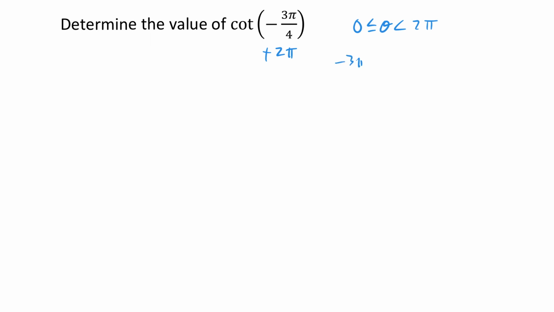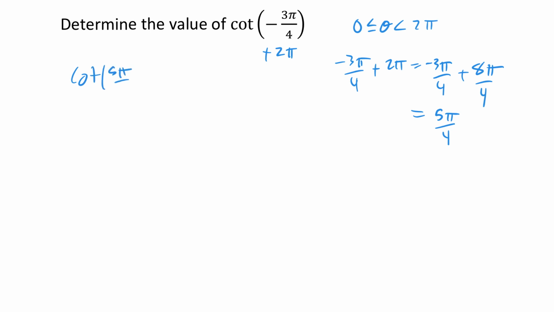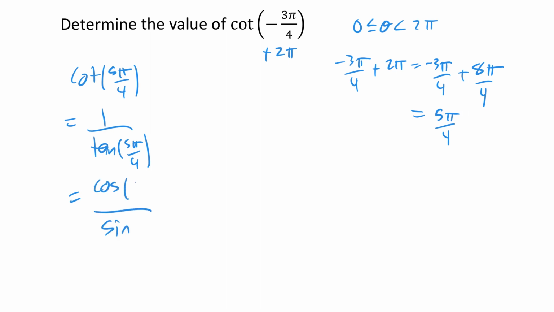So we need a little fraction work here. We're going to add 2 pi. But to do that, we're going to actually have to add 8 pi over 4. And so that's going to give us 5 pi over 4. So what is cotan of 5 pi over 4? That's going to be 1 over tan of 5 pi over 4, because cotan is 1 over tan. Or if you want to think about it, it's going to be cos over sine, both of them at 5 pi over 4.